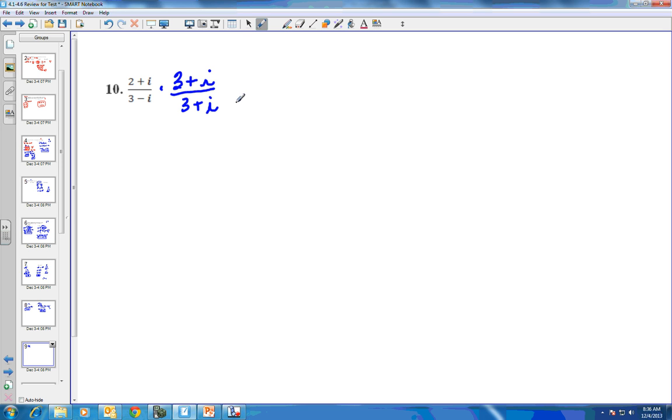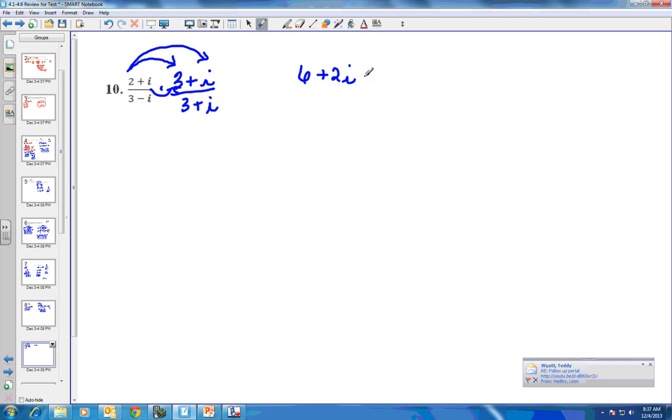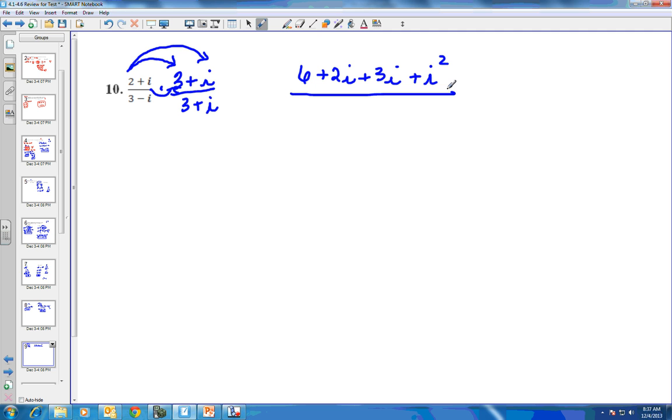Okay, and when we do that, we're FOILing everything out. So on the top, 2 times 3, 6. 2 times i is 2i. i times 3, 3i. And i times i, i squared. And now we're going to do the same thing on the bottom. 3 times 3, 9. 3 times i, 3i. Negative i times 3, minus 3i. Negative i times i is negative i squared.